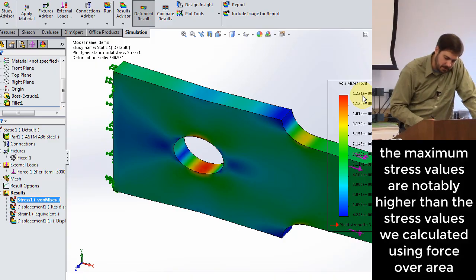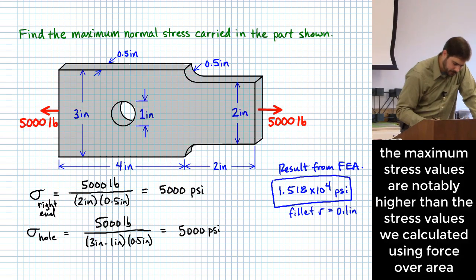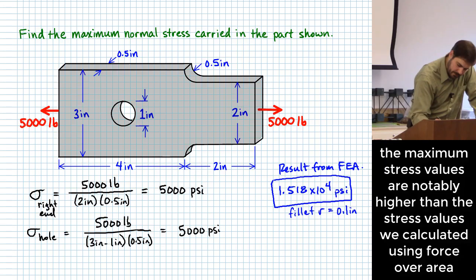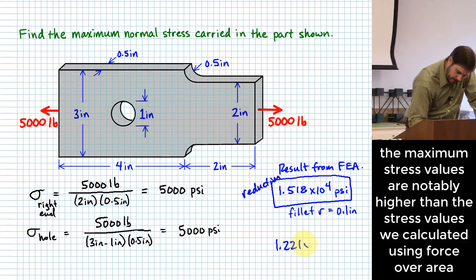1.221 times 10 to the fourth. Okay, so this is for the reduction. And then we had another one, 1.221 times 10 to the fourth PSI. Okay, and this is for the hole.